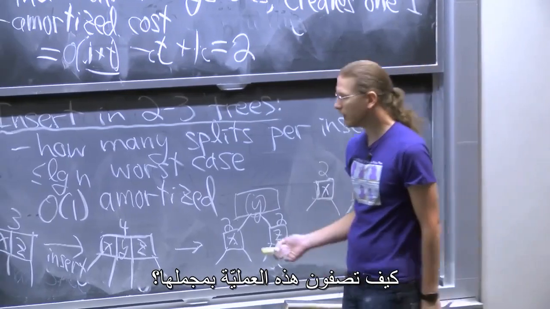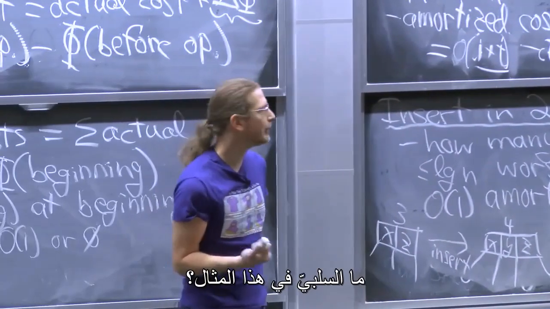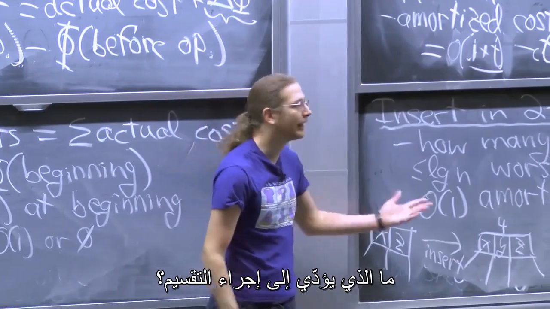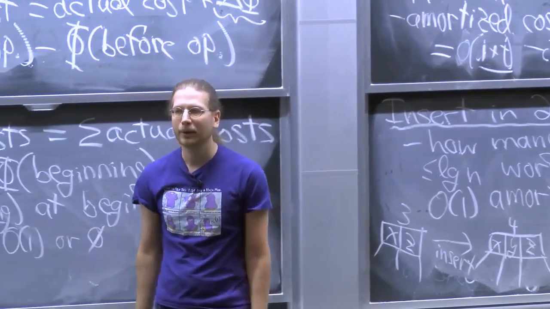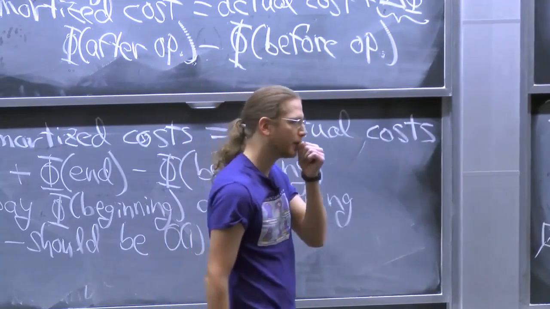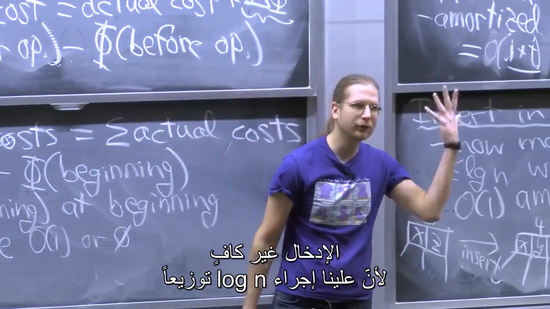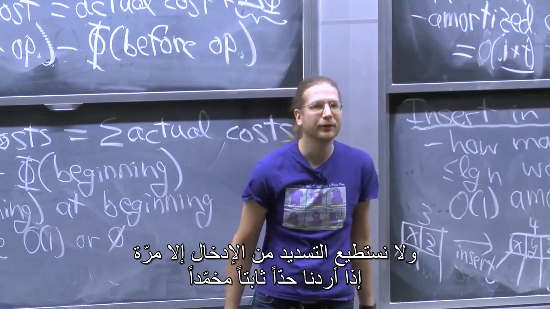So what can you say overall about this process? What's making this example bad? What's making the split happen in some sense? I mean, the insert is one thing, but there's another thing we can charge to. Insert's not enough because we're going to do log n splits, and we can only charge to the insert once if we want constant amortized bound.